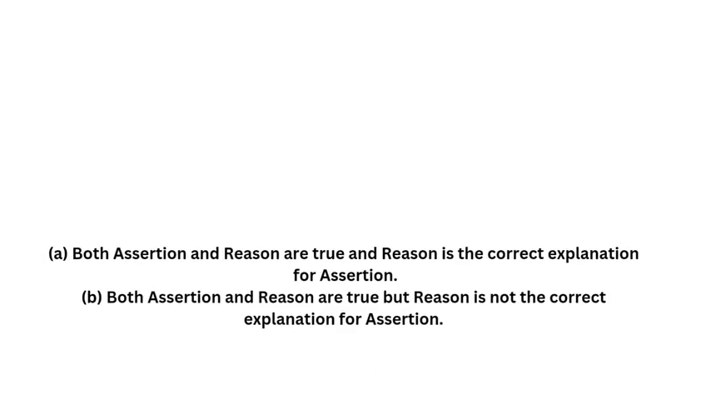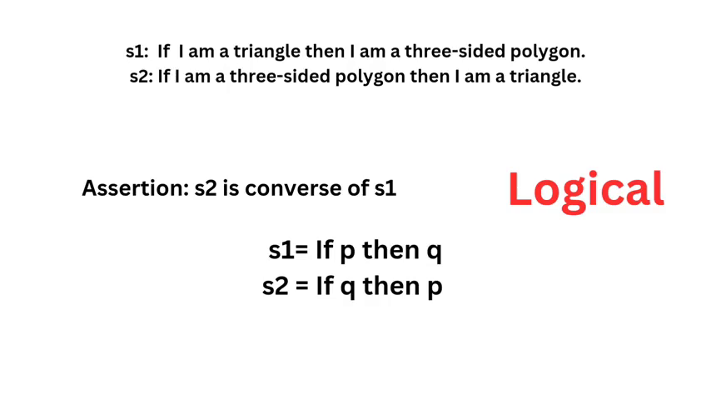Now we are left with only two options, A and B, but which is correct among both of these? The first option states that both assertion and reason are true, and the reason is the correct explanation for the assertion. The second states that both assertion and reason are true, but the reason is not the correct explanation for the assertion. To find the correct option among these two, we need to look at one more concept, which is this one.